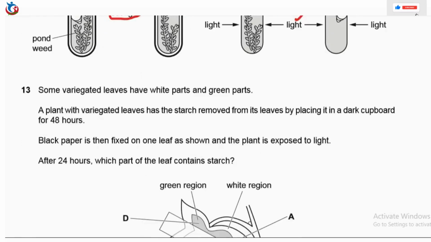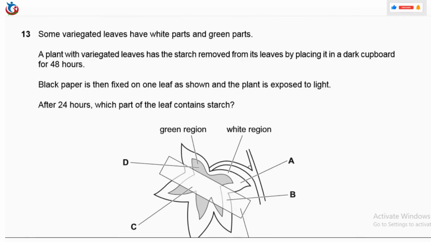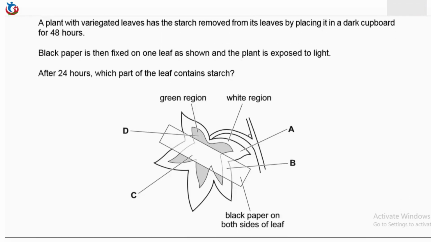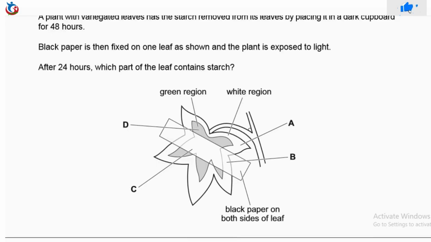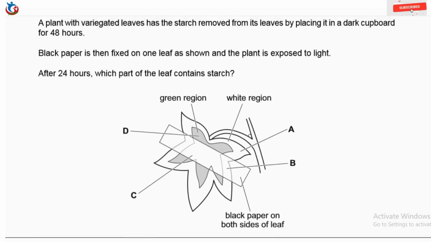Then we'll now move to question 13, which will be our final question in this episode. Question 13 says, some variegated leaves have white parts and green parts. A plant with a variegated leaf has the starch removed from its leaves by placing it in a dark cupboard for 48 hours. Black paper is then fixed on one leaf as shown and the plant is exposed to light. After 24 hours, which part of the leaf contains starch?